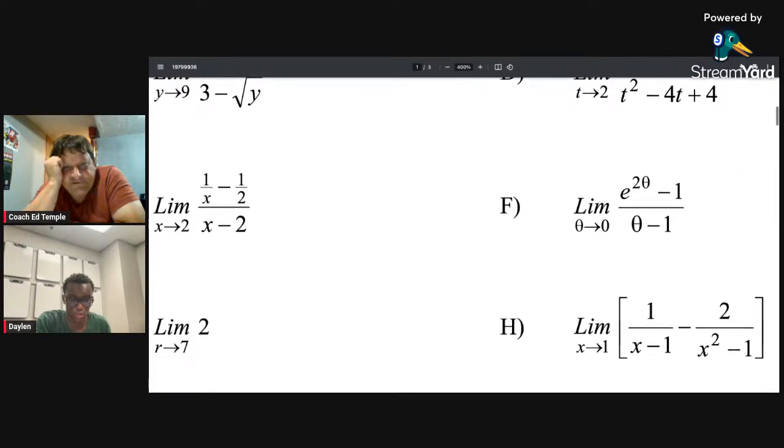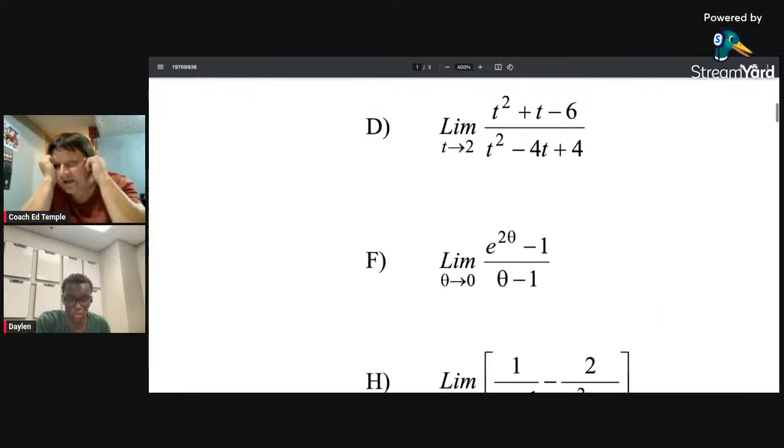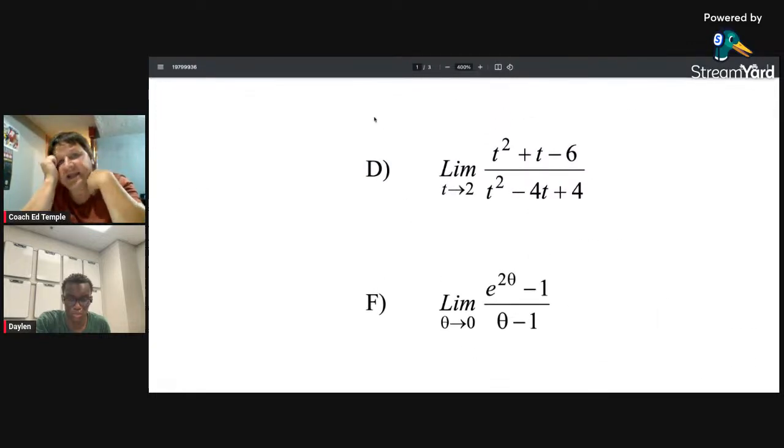Okay, so that F is a different problem. F is a value. Theta just means an angle. So if you put... I don't see how that's going to... theta approaches 0, so it's 0 minus 1. That's not going to be 0, so that's okay. So that's just putting the values in.